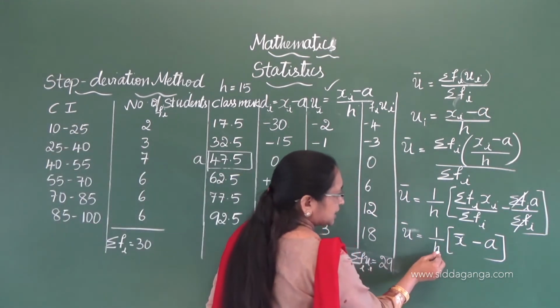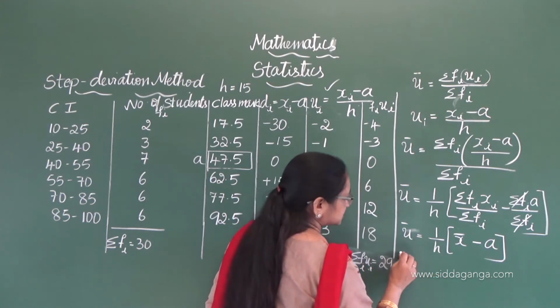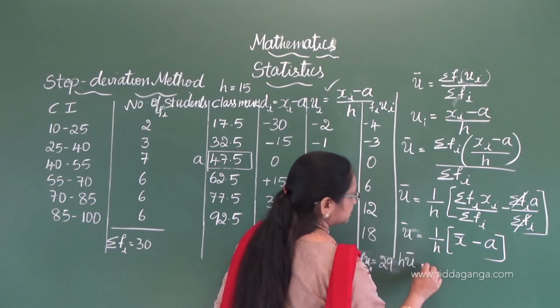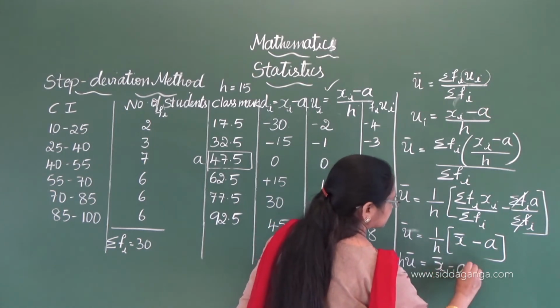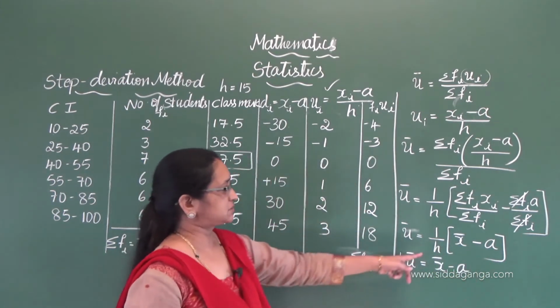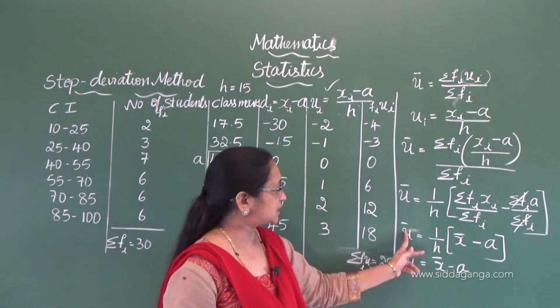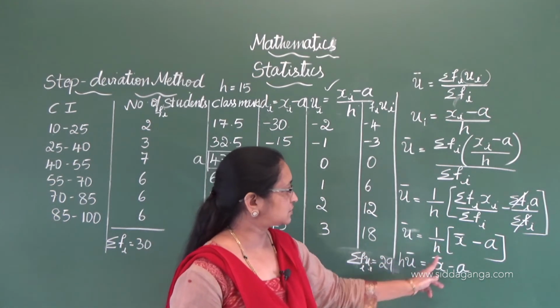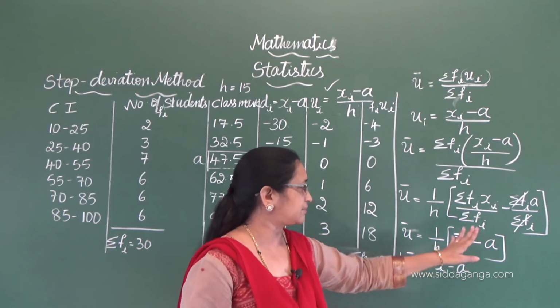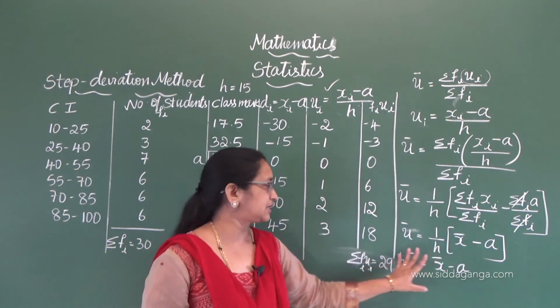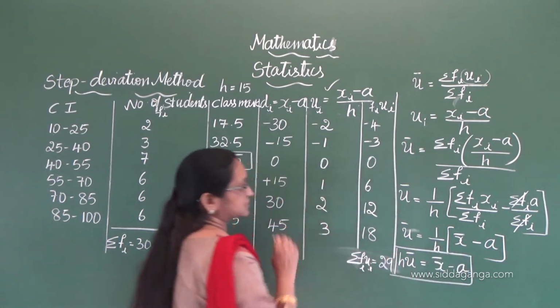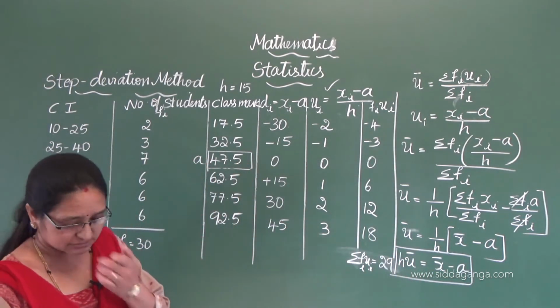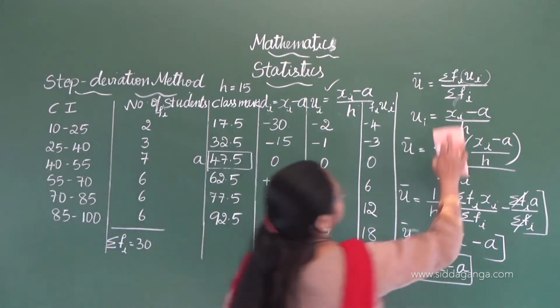Now I'll just cross multiply this. h u bar is equal to x bar minus a. I have just cross multiplied: h u bar is equal to x bar minus a. Now I'll rearrange this. Please observe this carefully. Let me do it here.